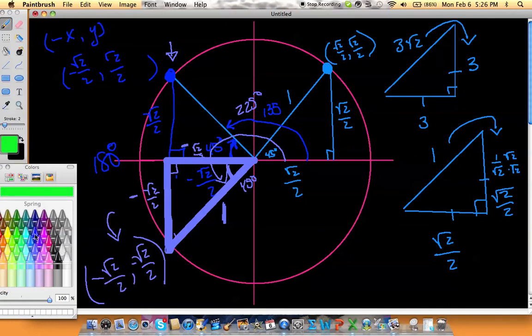Lastly, if I draw this angle, which is all the way around into here, so the entire angle is 315 degrees. Again, if I were to drop it to the x-axis right here, this little angle right in here is 45 degrees.